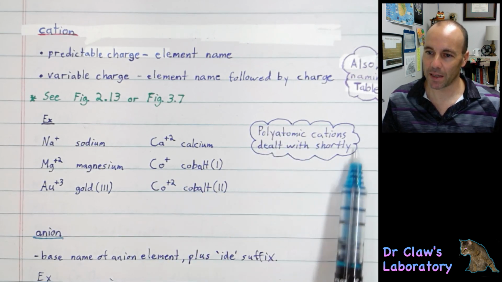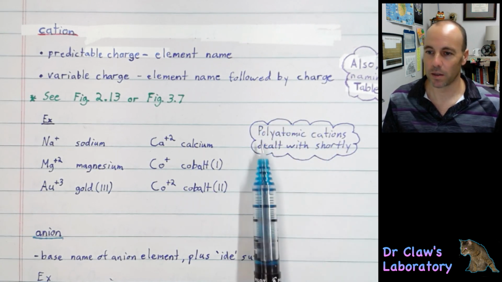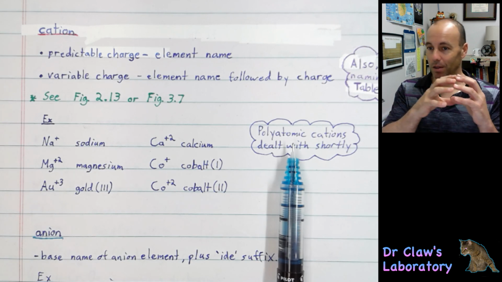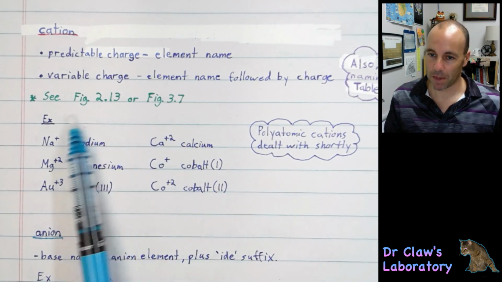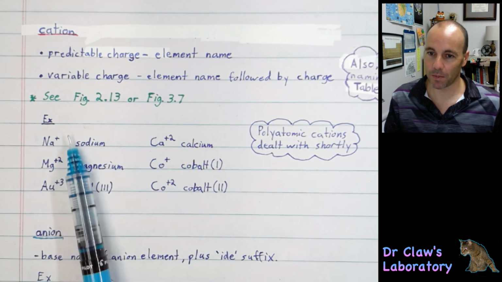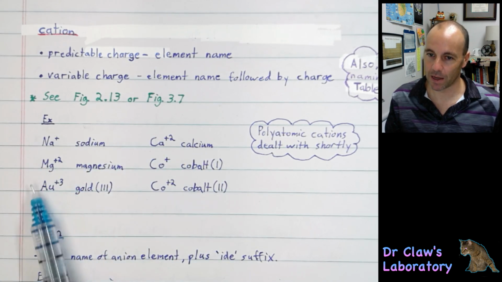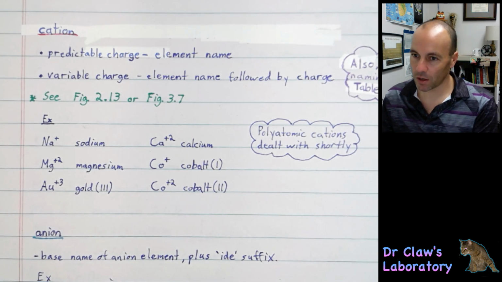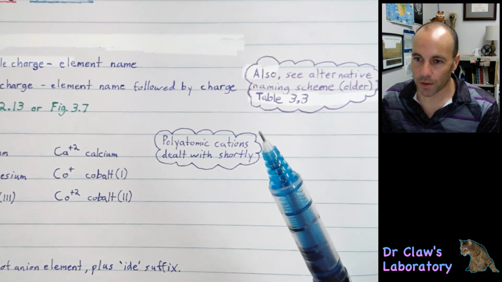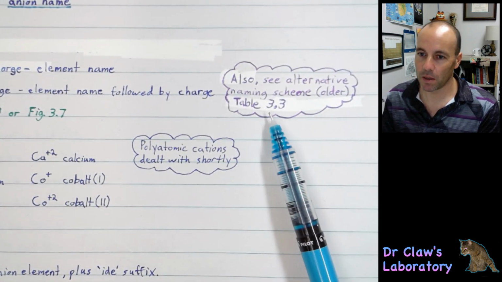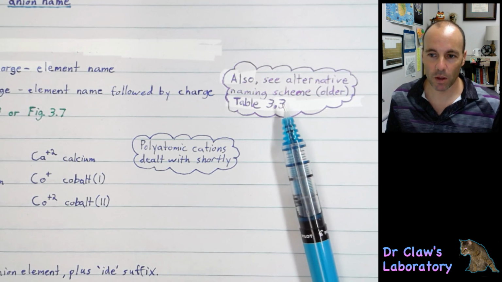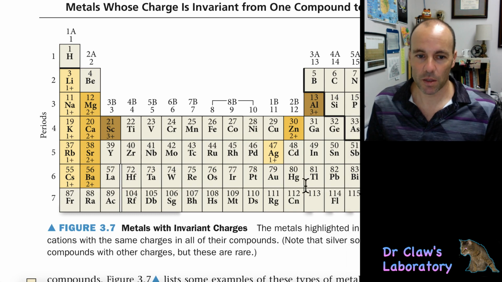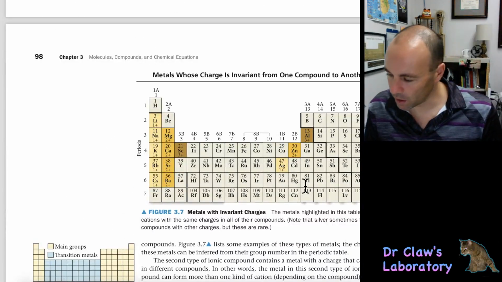Now we'll talk about polyatomic cations shortly. Okay, those are like groups of atoms that have a positive charge associated with it. Okay, these are monatomic cations. So one atom with a single charge, you know, monatomic cations. Okay, now I should mention that there's also an older naming scheme that we can see in table 3.3 for some of those variable charged atoms. So let's look at table 3.3.